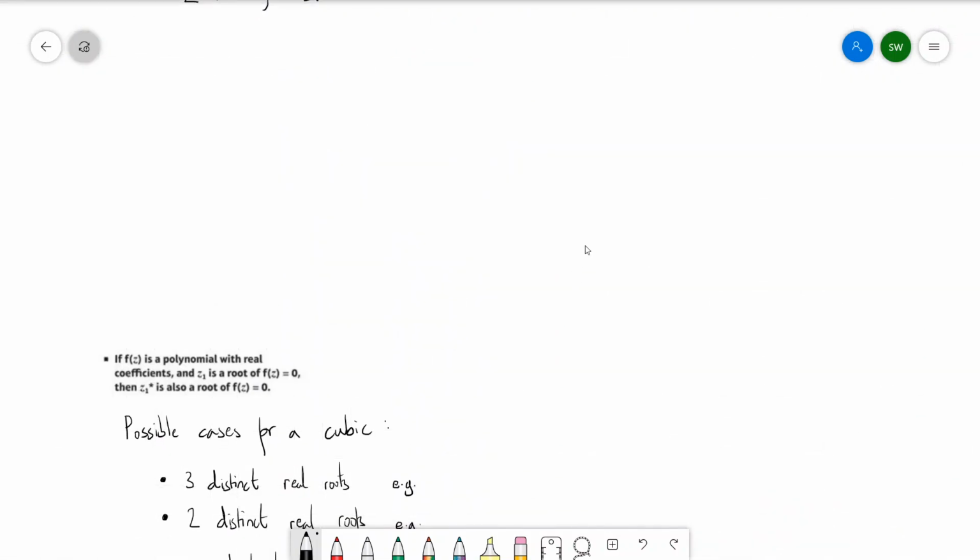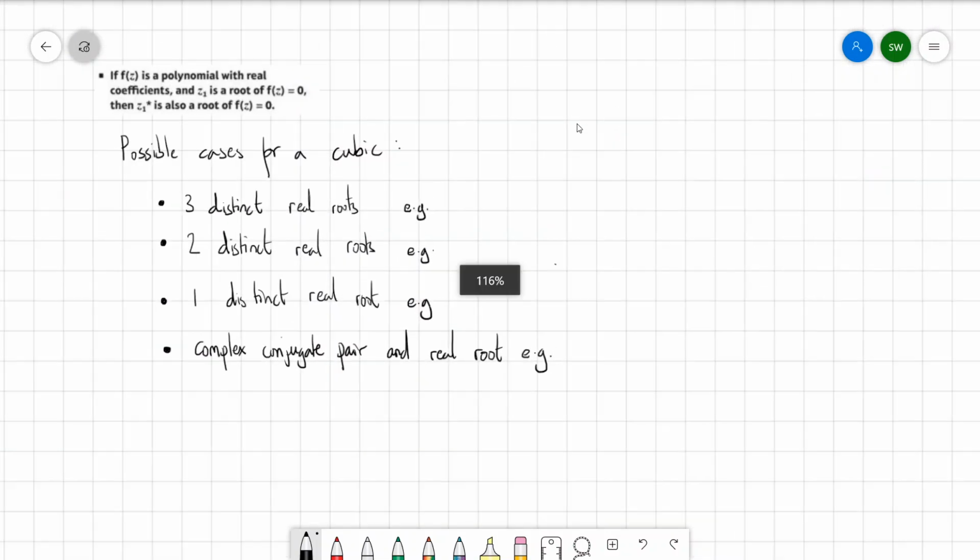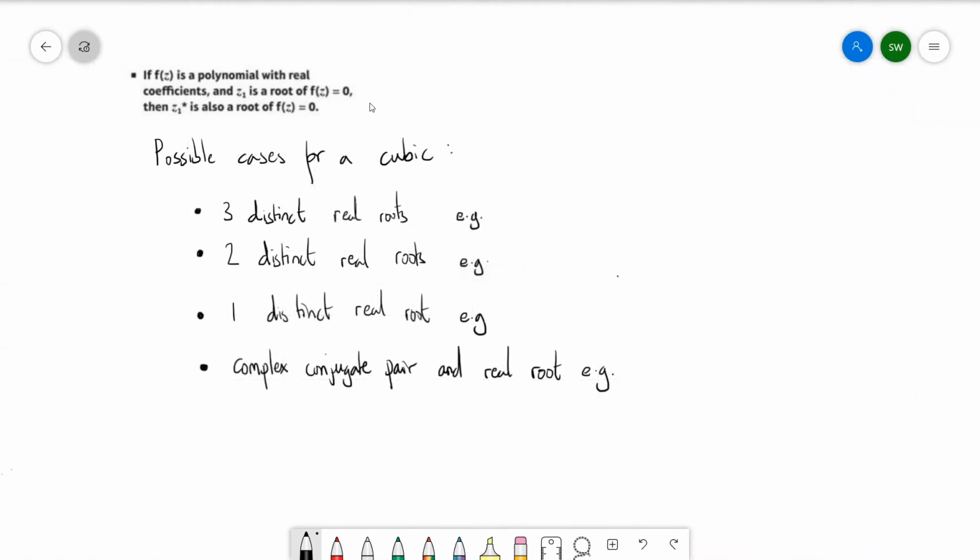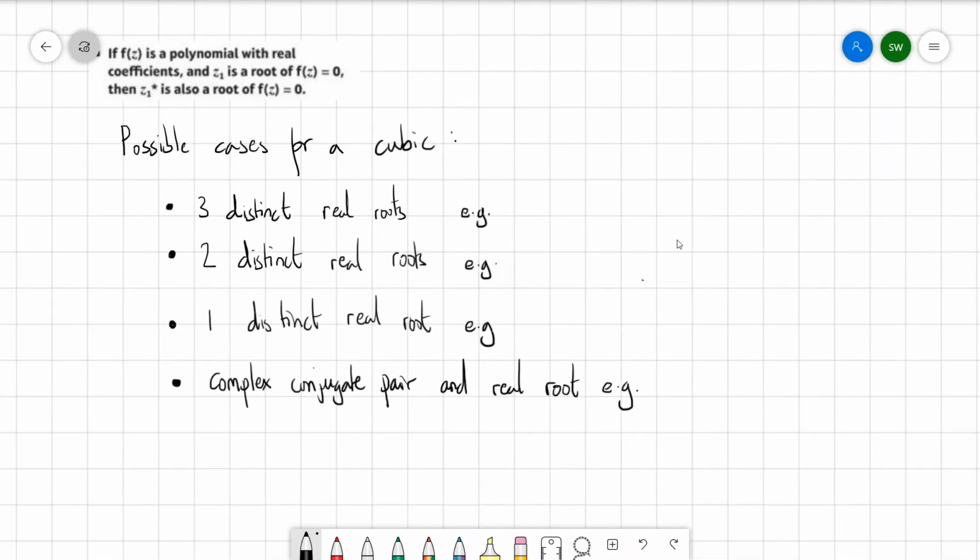So if you've got a polynomial, f of x, or f of z, and it's got real coefficients, if z1 is a root, then its complex conjugate is also a root. So this is really useful for factorising and solving cubics. Before we have a look at the example, let's have a look at what the different possible cases are for the roots of a cubic.